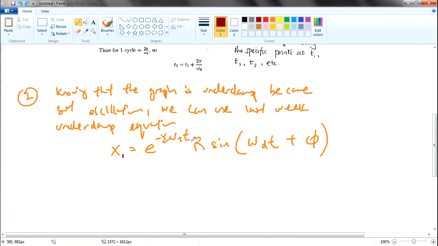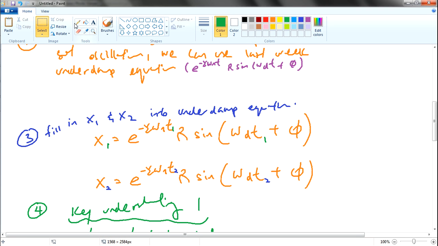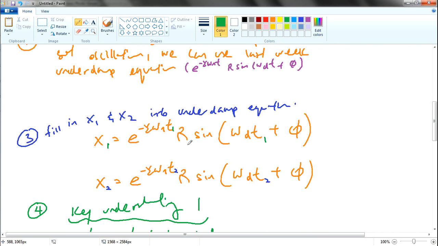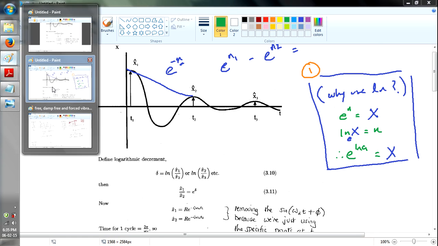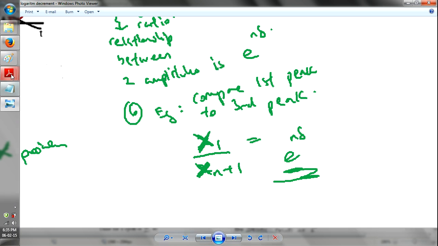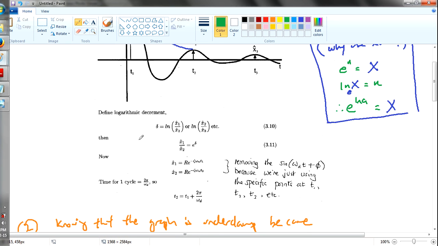So when you do this equation, you have to sub in all the t1s. Since the underdamped equation is rewritten into here, the underdamped equation is this one, and we want to solve for the exponential term, e to the power of n. One way to solve, as I said earlier, is to use x1 and xn plus 1. In this case, I actually use x1 and x2.